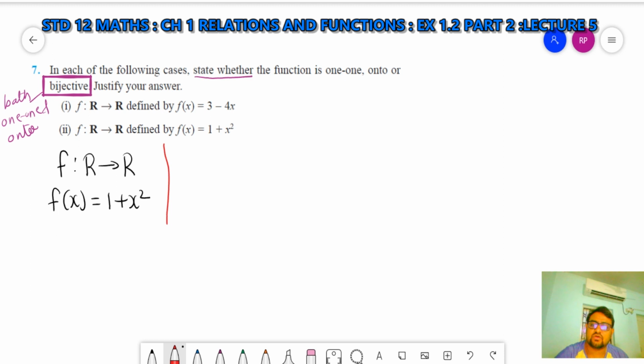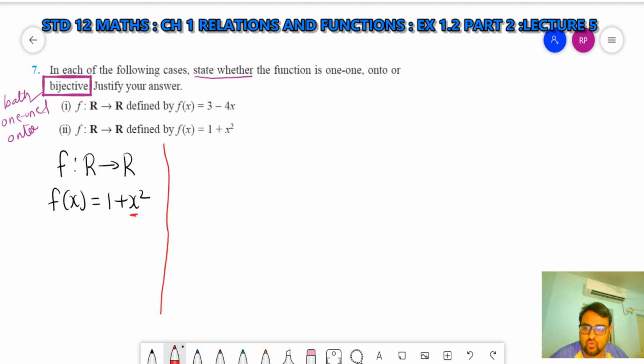Now see, whenever there is a square, you know that when you take the positive value and the negative value of the same number, its square will be the same, like the square of minus 2 is 4 and the square of plus 2 is 4. So when you have to prove whether it is one-one or not, you have to check it. Try to take one positive and one negative number. So let's start with minus 2.